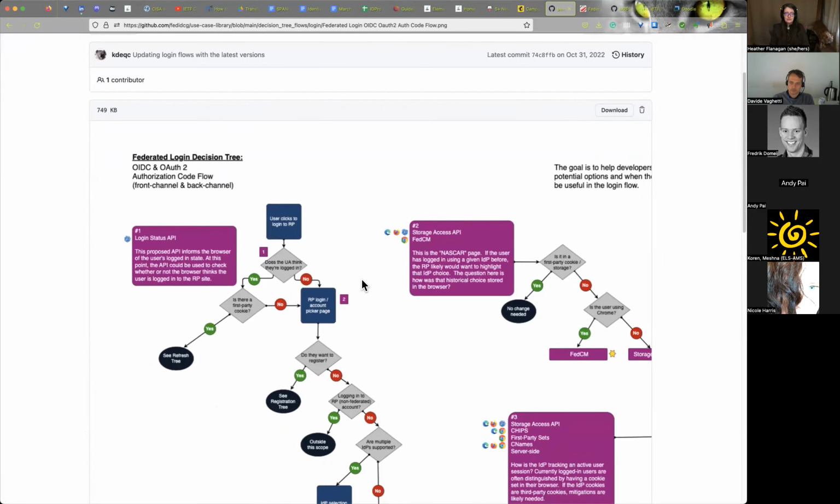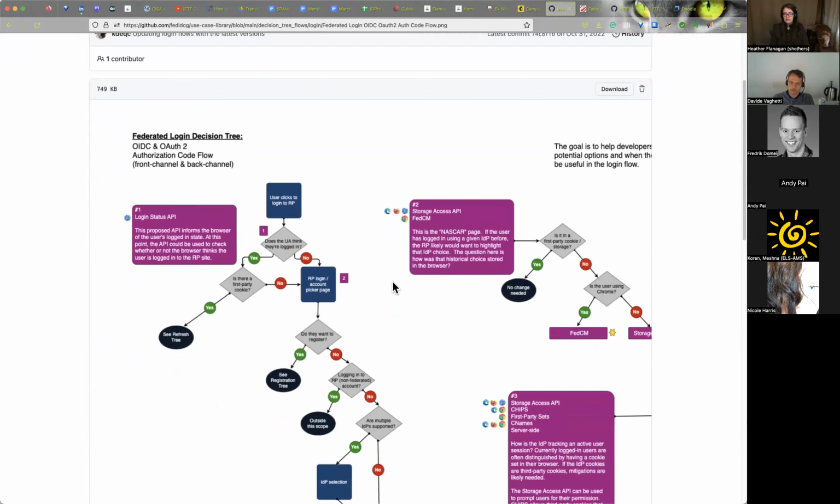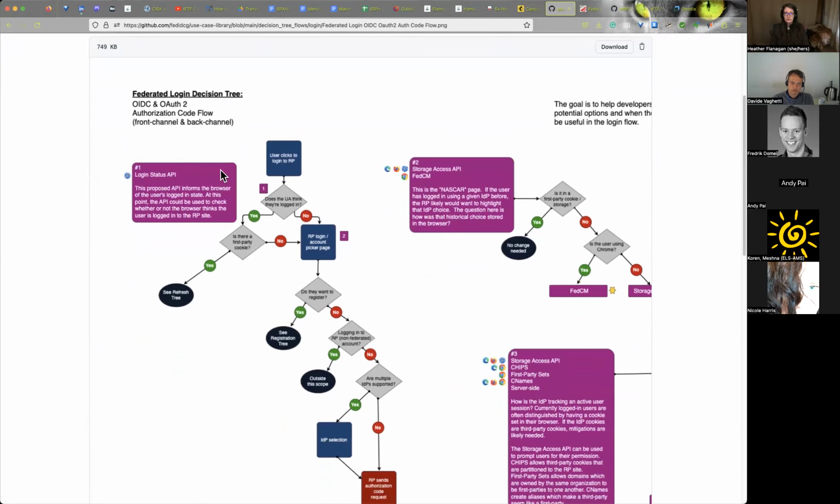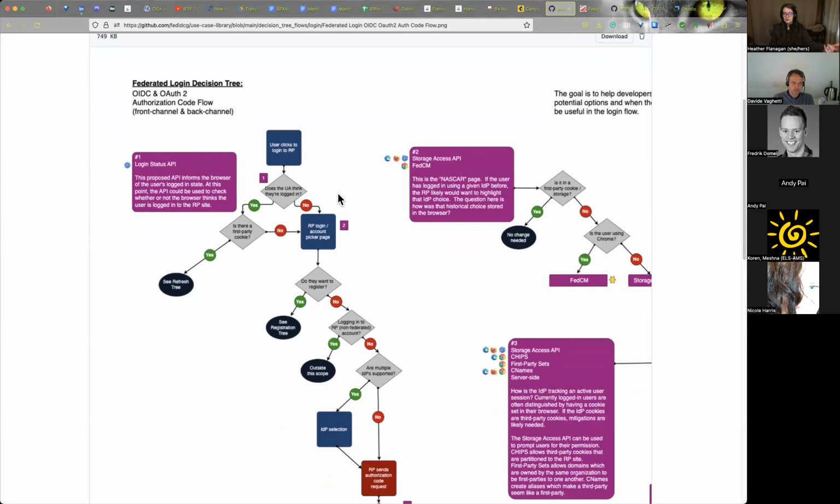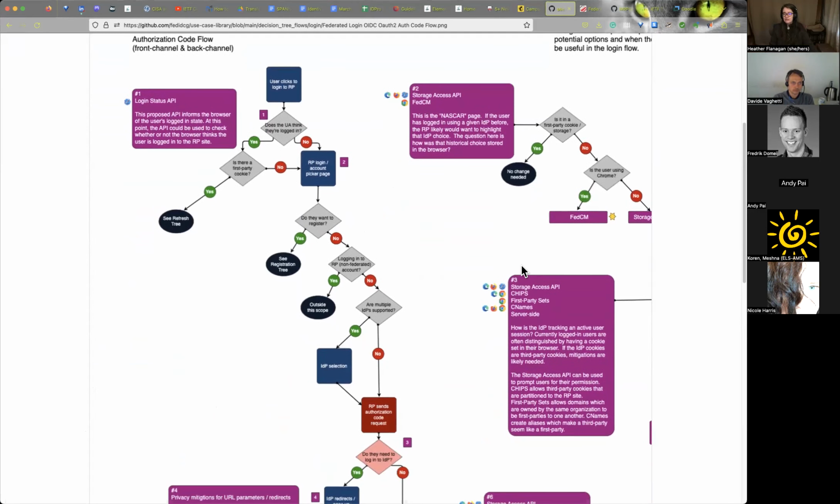So just pick one for an example. This is a federated authentication authorization flow using OpenID Connect and OAuth 2. Right? If the user clicks on the login to the RP, well, there's something that Safari had been working on, the login status API. It could come into play here. Exactly what it would do and how it would do it, not sure. But that's one project. There's others.